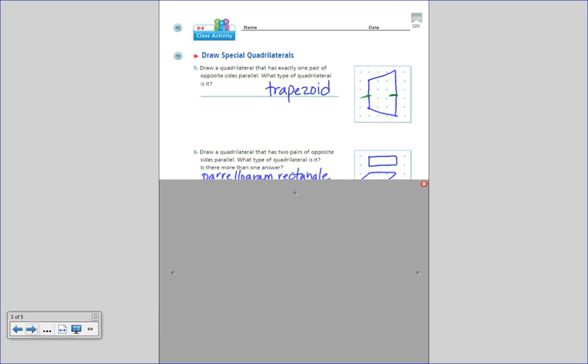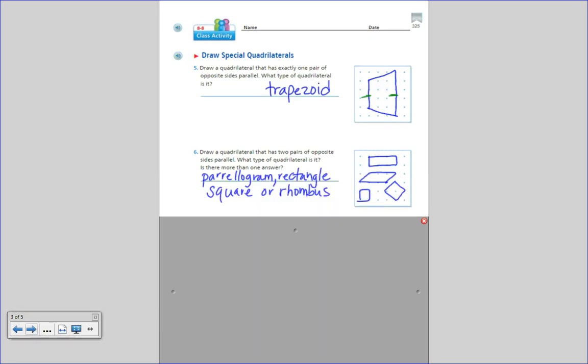And I did that. I drew them. You can choose to draw one, but it can be any of those four with that criteria: two pairs of opposite sides parallel. It didn't give any other criteria. It didn't say anything about angles or sides, just two pairs of opposite sides parallel. So I'm hoping that you kind of see that one.